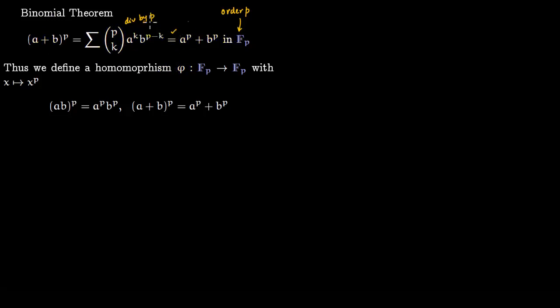So this is important because now we can use a homomorphism from F_p to F_p, where you take an element x here and it gets mapped to x to the p. And you can check the product obviously will be like this, and the sum will be like this from here.